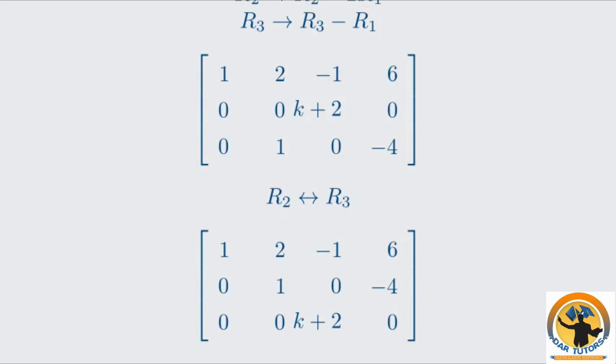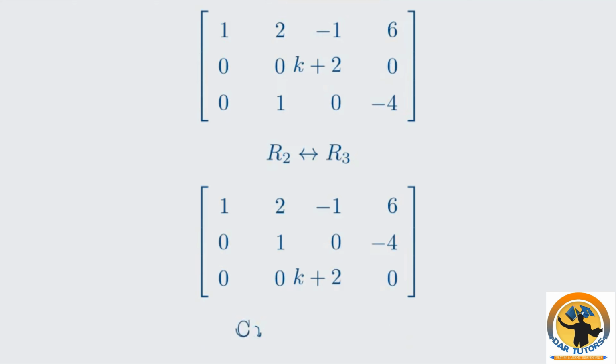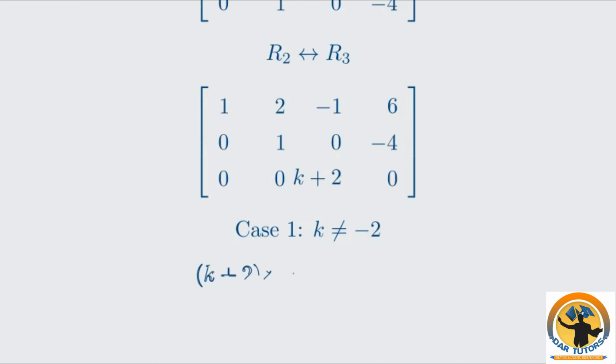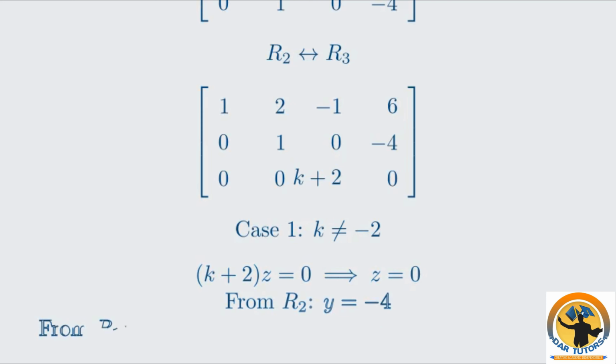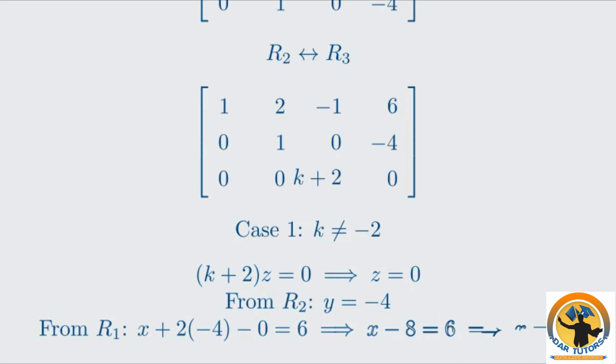Now, let's analyze the third row, which represents the equation k plus 2 times z equals 0. If k is not equal to minus 2, then we can divide by k plus 2, which means z must be 0. The second row gives y equals minus 4, and the first row gives x equals 14.